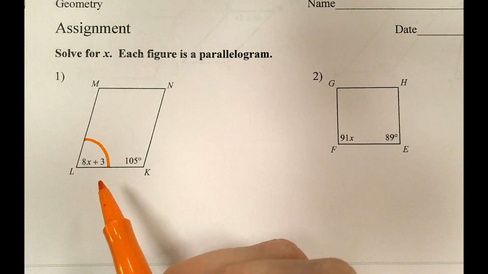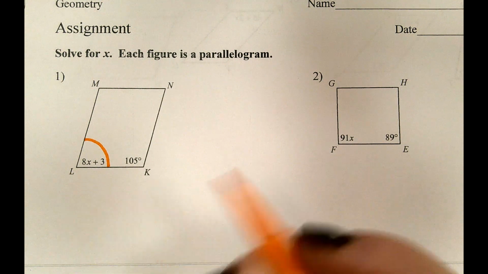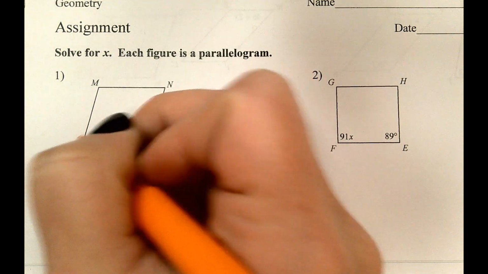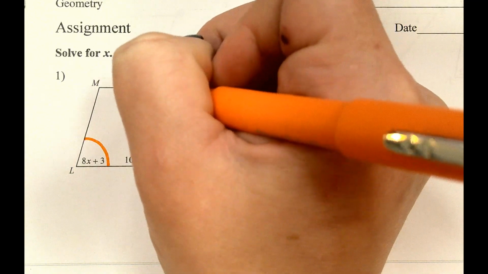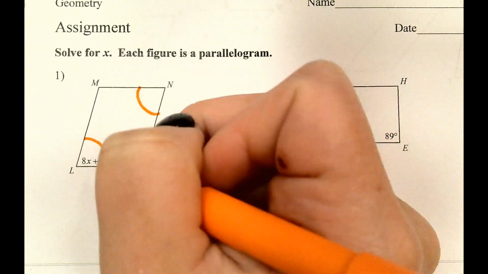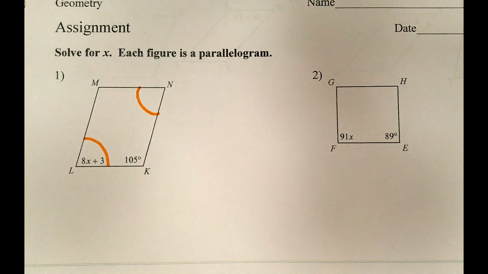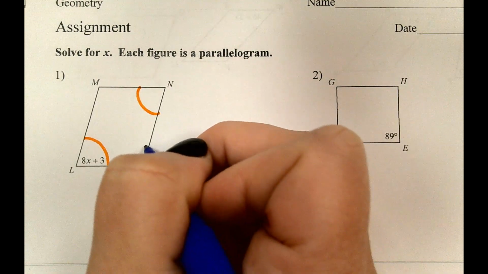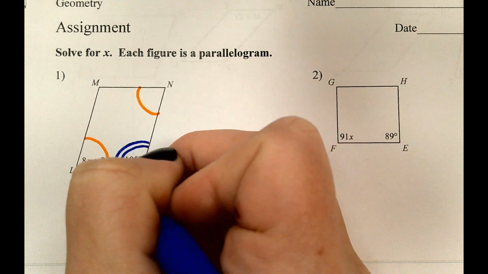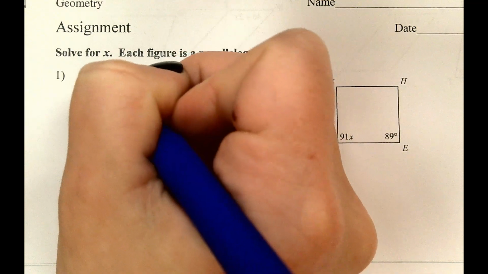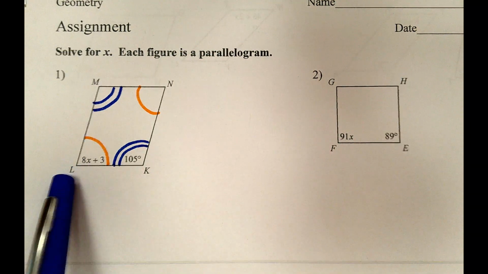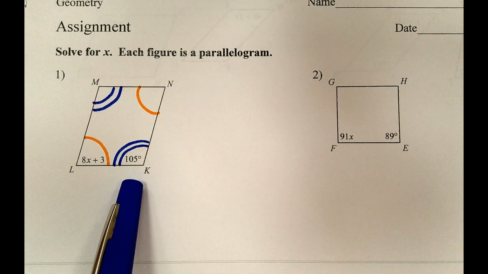So if we think about all those things, keep those in mind. This is where marking our picture can be helpful. I know L and N are across from each other, so they must be equal. So these can't be equal, can they? They must have different arcs, like that. So 8x plus 3 is not equal to 105.